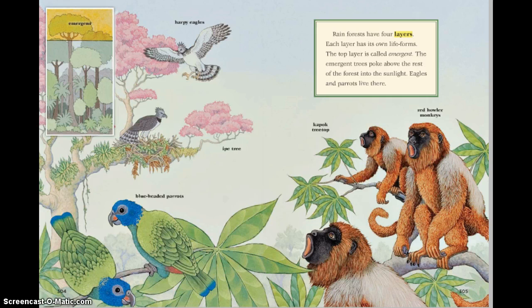Rainforests have 4 layers. Each layer has its own life forms. The top layer is called emergent. The emergent trees poke above the rest of the forest into sunlight. Eagles and parrots live there. Harpy eagles, ipe tree, blue-headed parrots, kapok treetop, red howler monkeys.